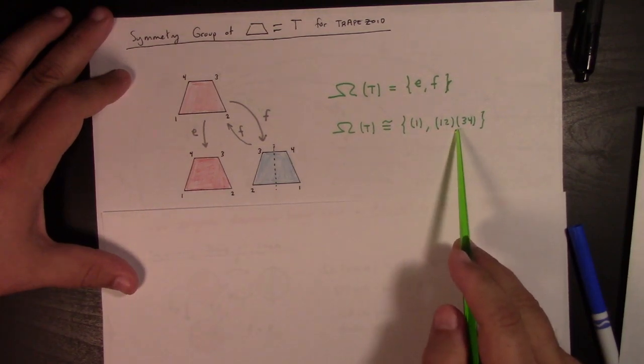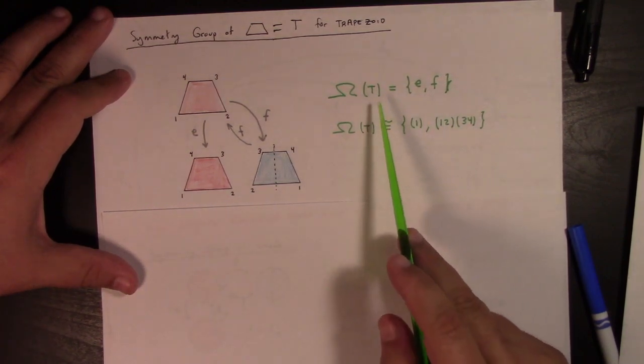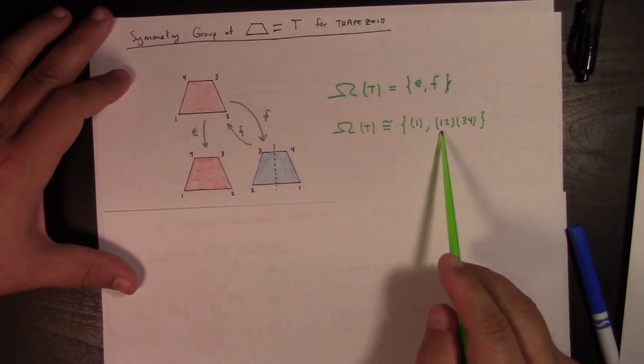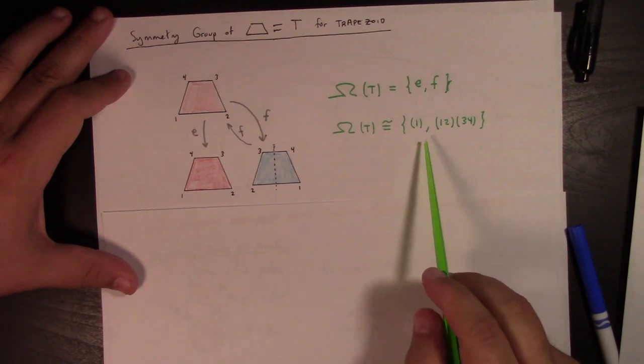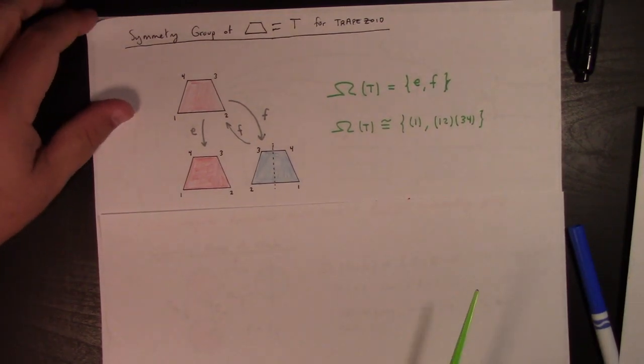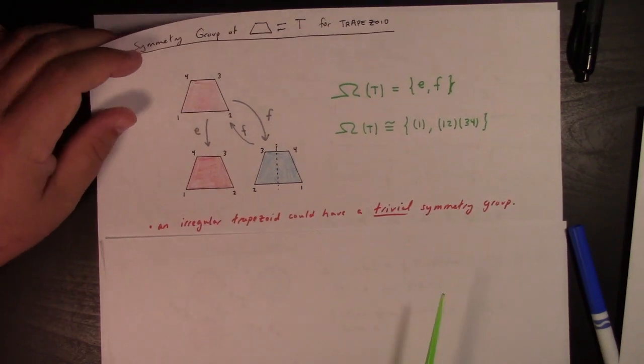and this seems like a rather ridiculous use of S4, but there you go. There's the representation of the symmetry group of the trapezoid inside S4. It's 1 and this transposition. Yay. Obviously the symmetry group of the trapezoid is Z2. Alright, it's the group with 2 elements.